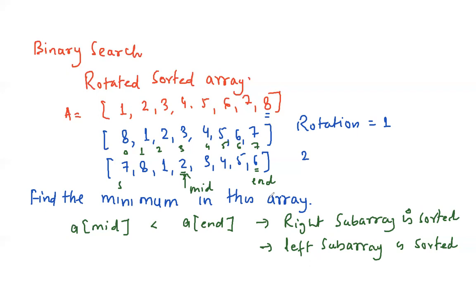That's what the first condition, a of mid is less than a of end, is. It's not checking a of start with a of mid, it's not checking the left hand side, it's checking the right hand side, right? If it is sorted, we go to the left hand side. If it is not sorted, we go to the right hand side. Got the point? In your example, the right hand side is sorted, so we discard it.